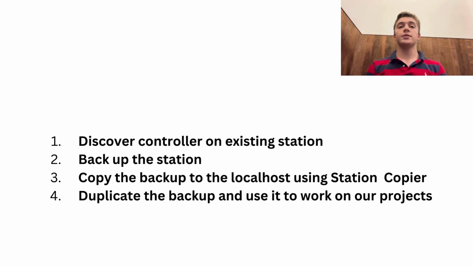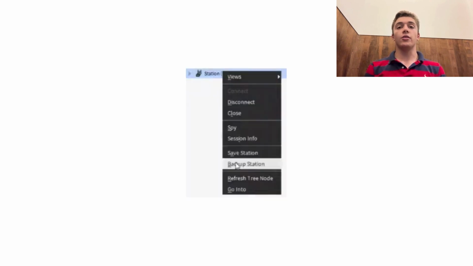So let's look at our steps. We've connected everything and discovered a device. Now we have to back up the station to ultimately copy it and get started on our own work. Backing up the station was very easy, quite literally a right click and back up. After finding it in the files, we copied the file to the user stations. This would allow us to use the station copier to copy the backup to the local host.